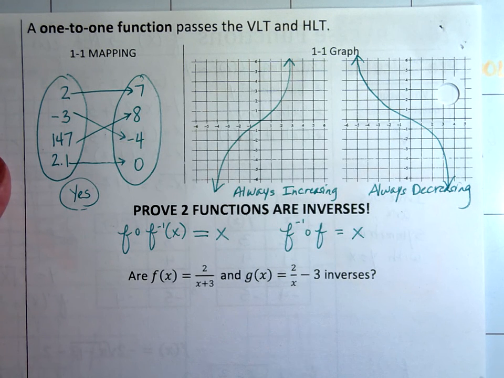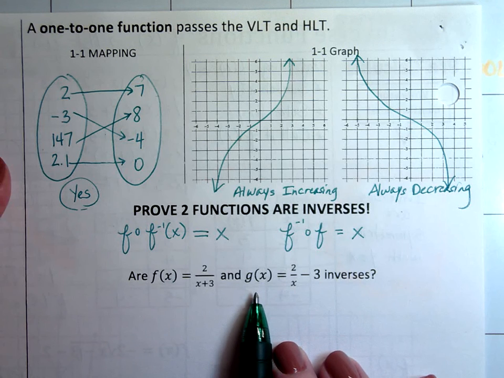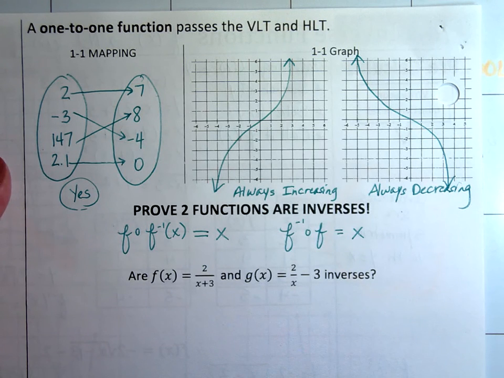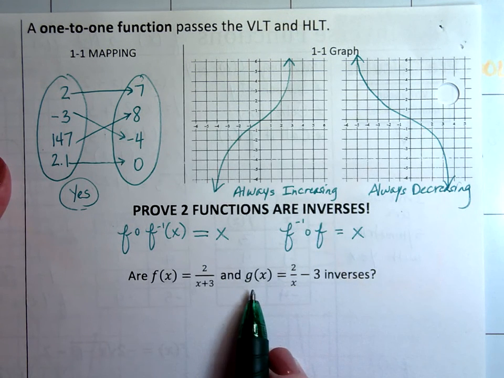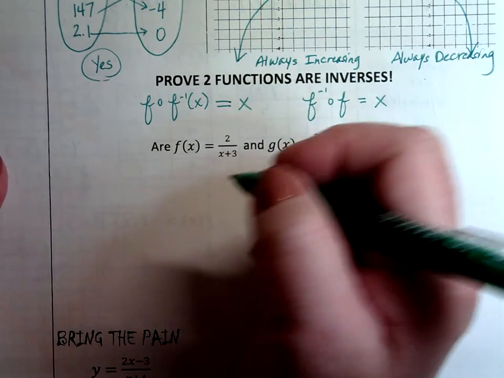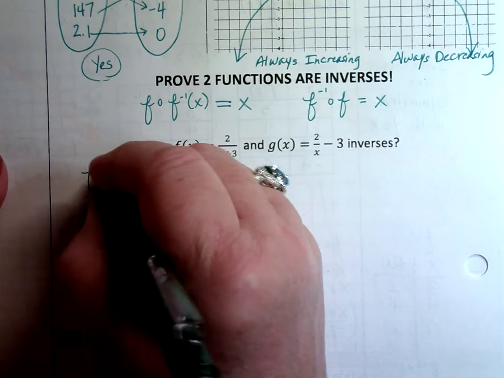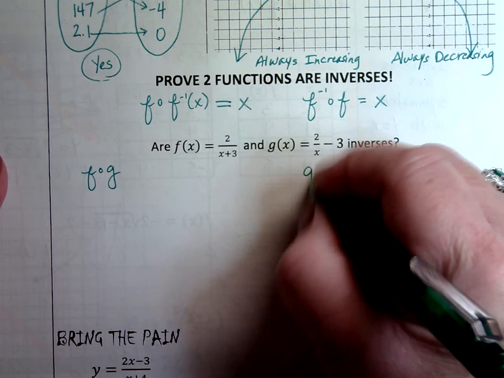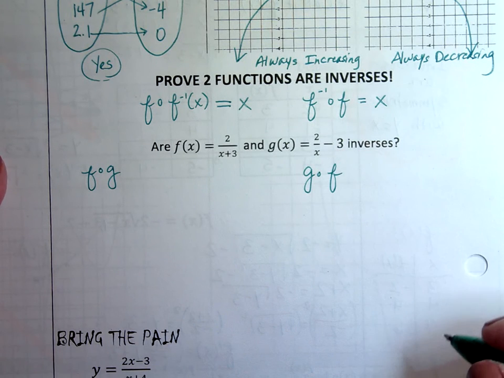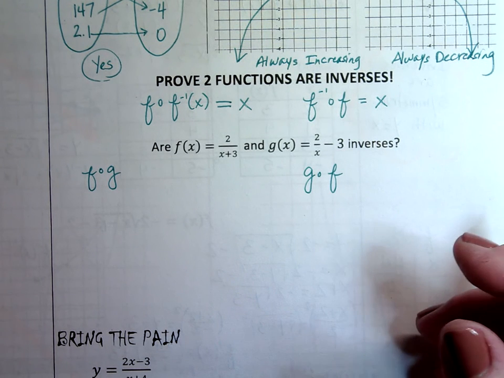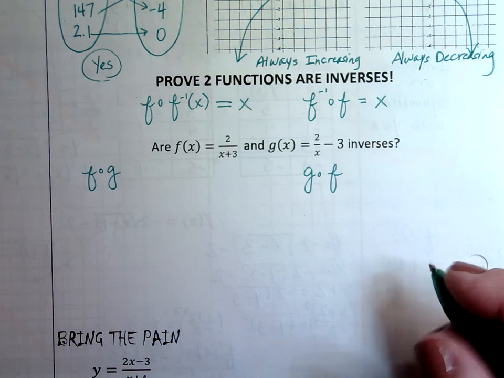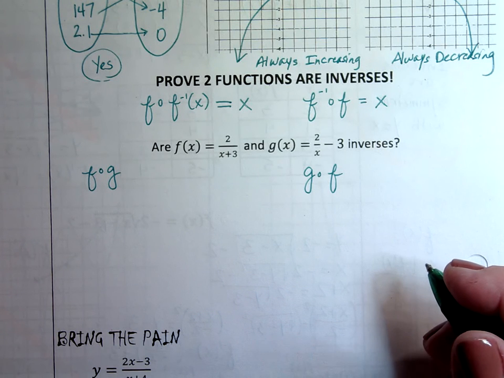So they're saying, okay, you got two functions now. Are they inverses of one another? They called one f, they called one g. So what I want to do to check this, to see if they really are, is I want to fog it and goff it. I'm going to fog, I'm going to goff. And I'm going to see if my answer comes out to be x. If it comes out to be anything other than x, then they're not inverses.